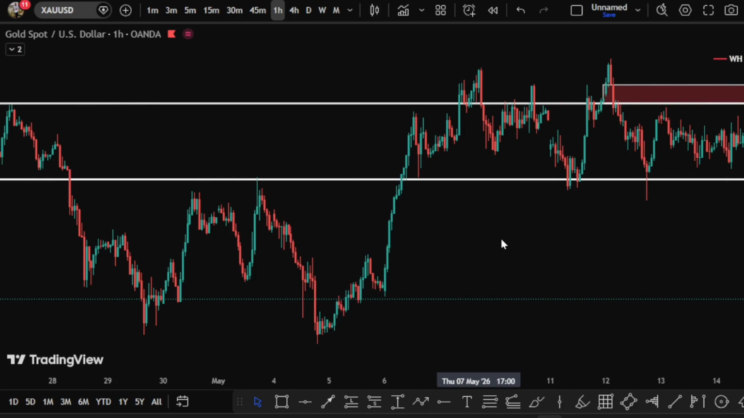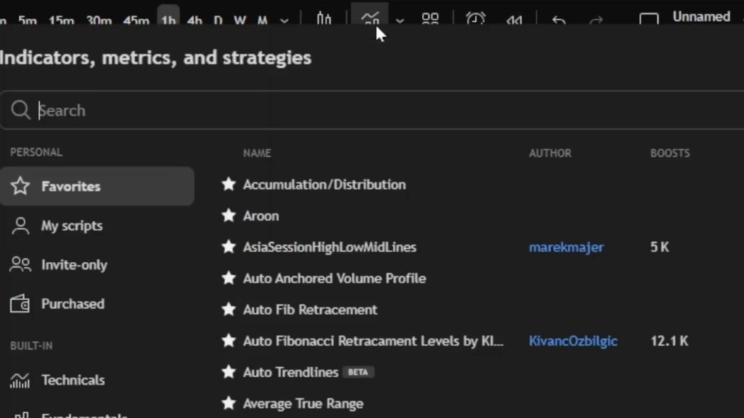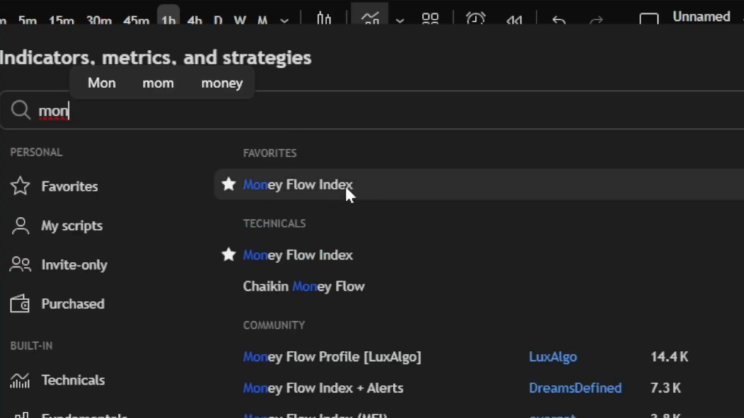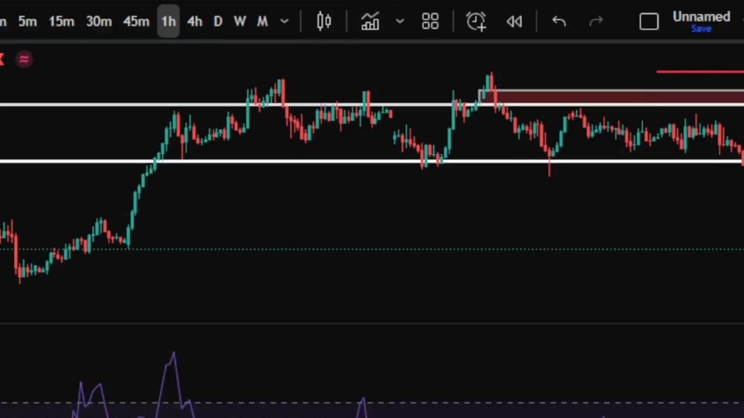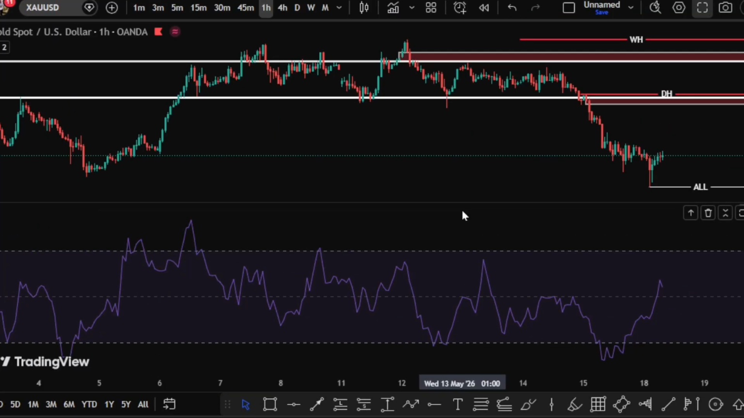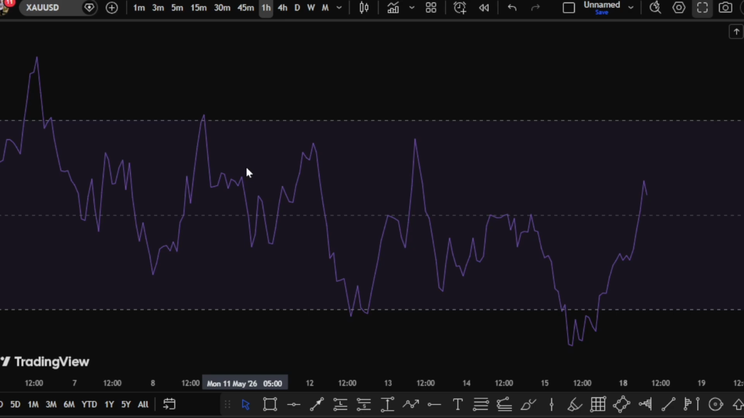When you go to your chart, come up above in TradingView to the indicators tab and search money flow index. There you are. You take the first one, money flow index. There are a lot, but you take the first one, money flow index. Add it to your chart. So on your chart, the MFI will look like this. Let's make it bigger on our screen.